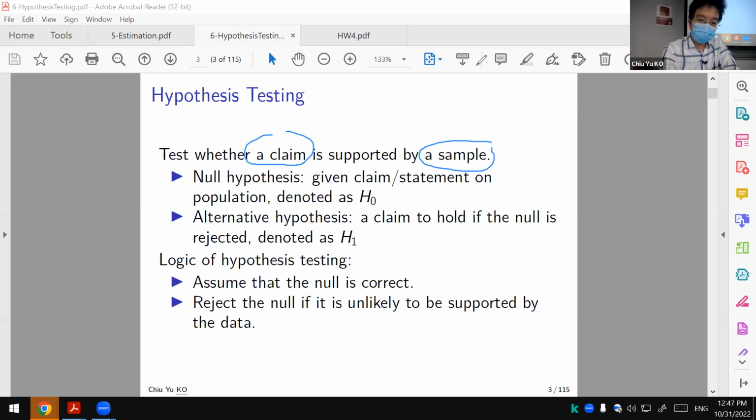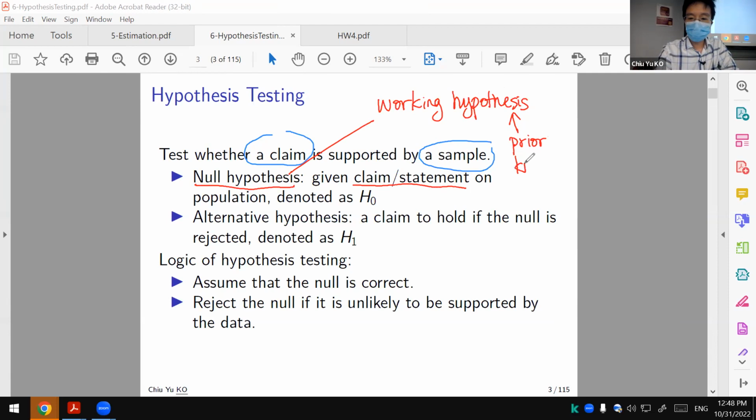So the first thing we say is the null hypothesis. Null is the claim we are making. Sometimes people call it the working hypothesis. And usually this is what we learn from prior knowledge. This is coming from someone who tells you this.